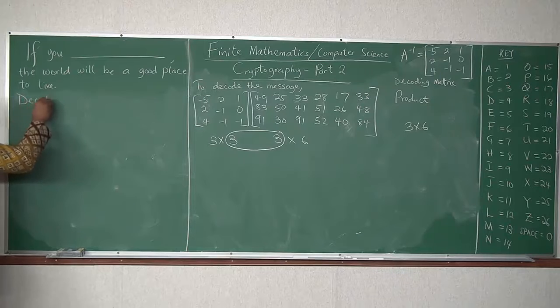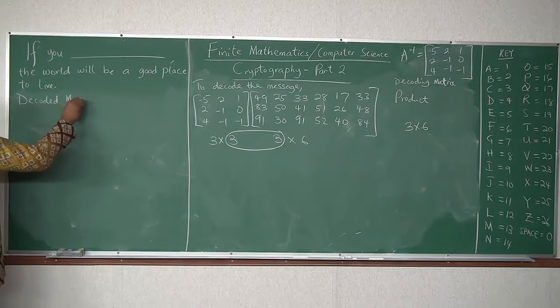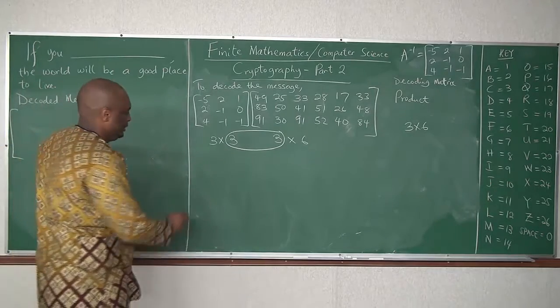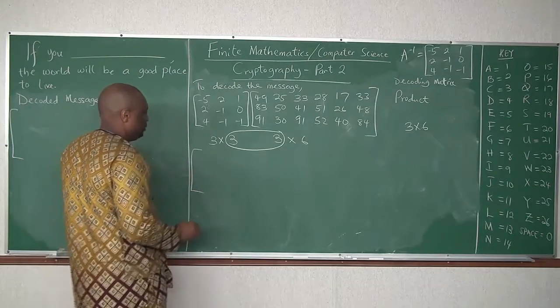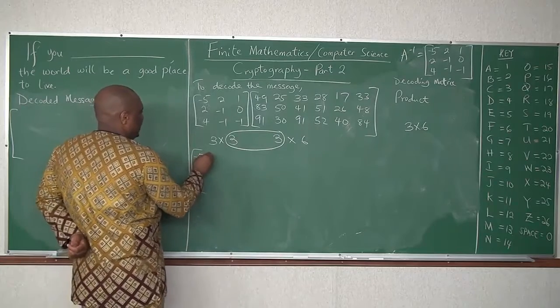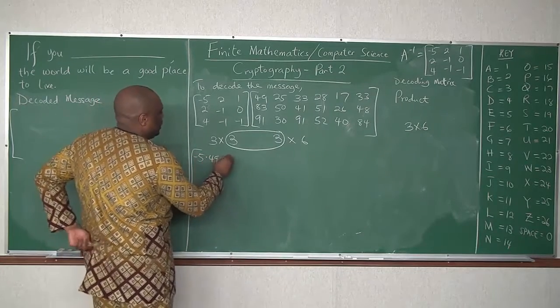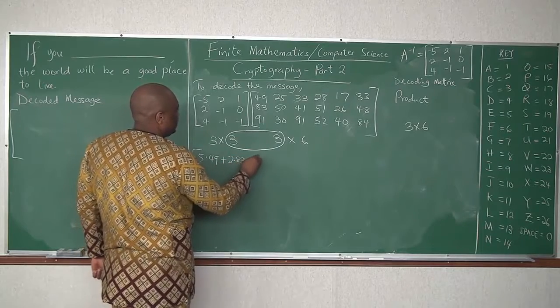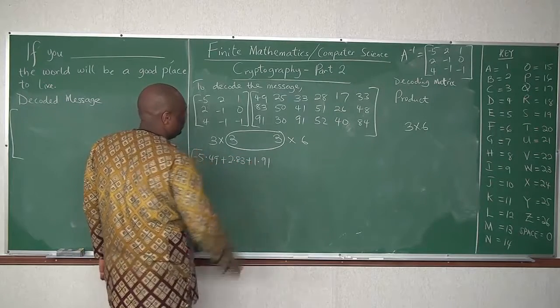Decoded message. We will just write it here one at a time. So let's do this first. We have what now? -5 times 49 plus 2 times 83 plus 1 times 91.